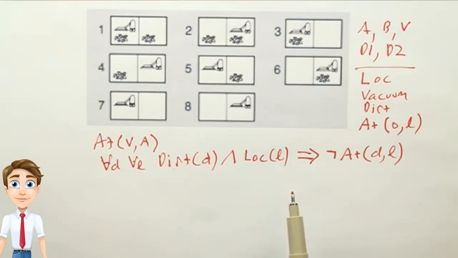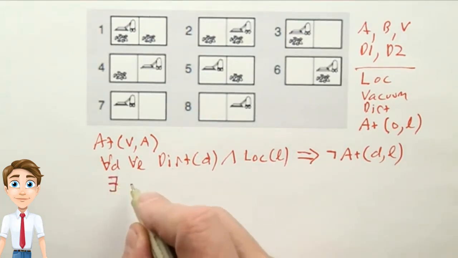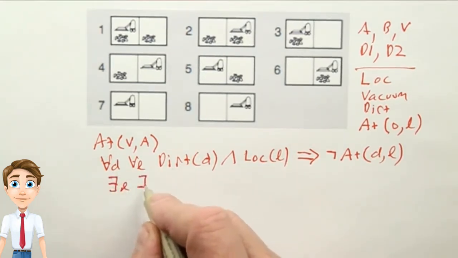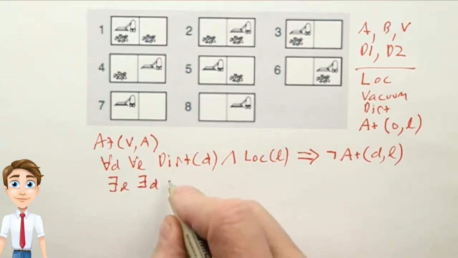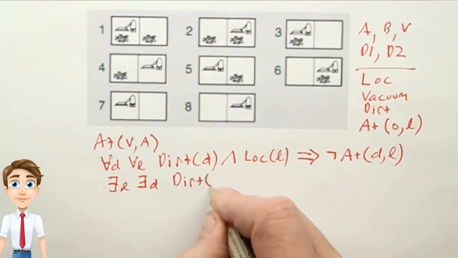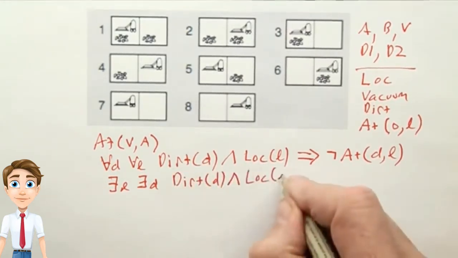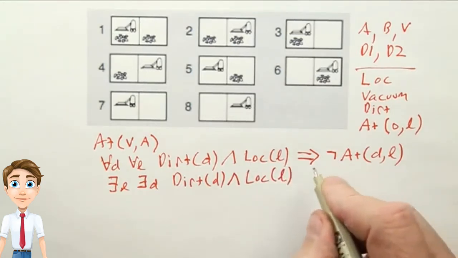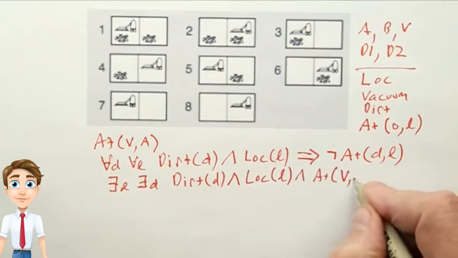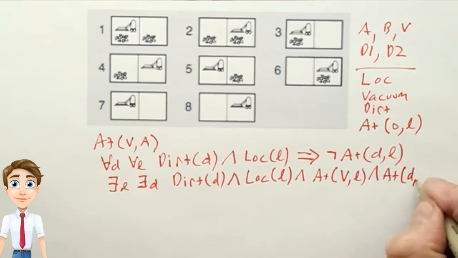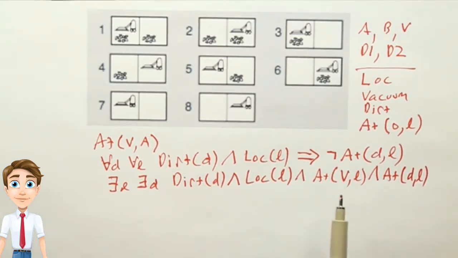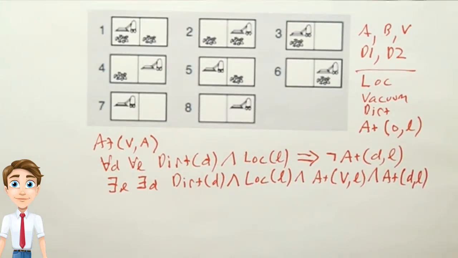If I want to say the vacuum is in a location with dirt without specifying what location it's in, I can do that. I can say there exists an L and there exists a D such that D is a dirt and L is a location, and the vacuum is at the location, and the dirt is at that same location. And that's the power of first-order logic.